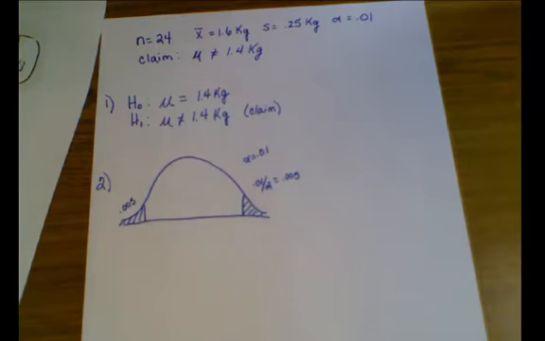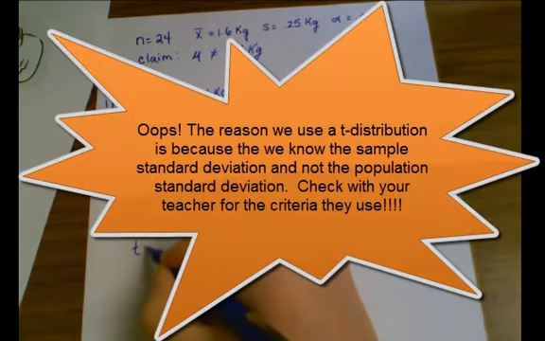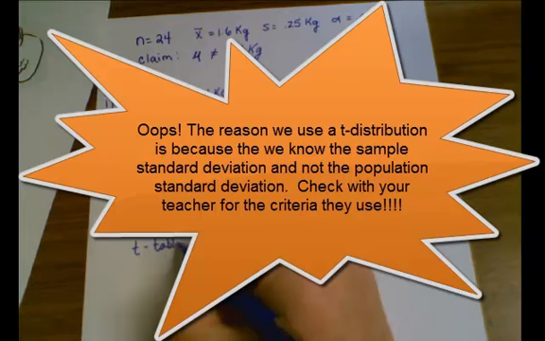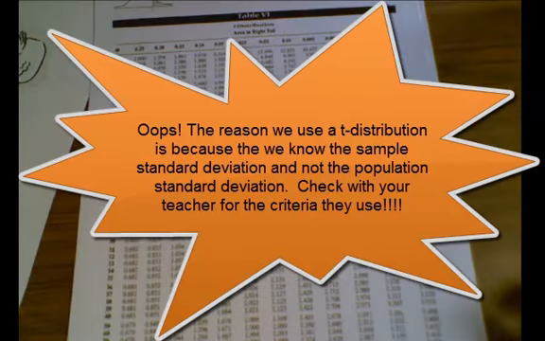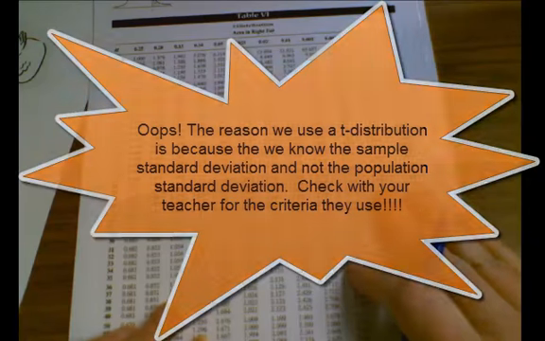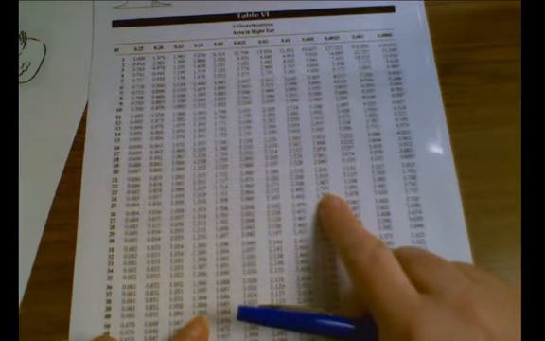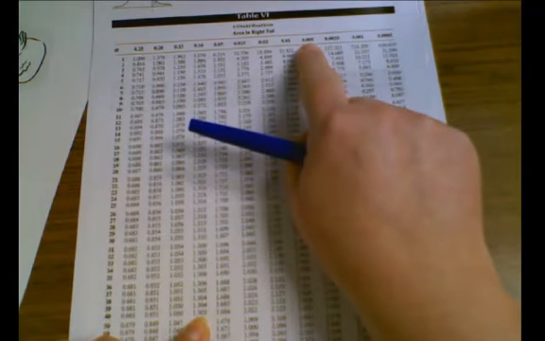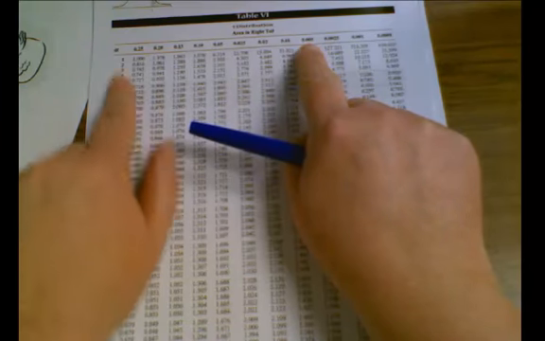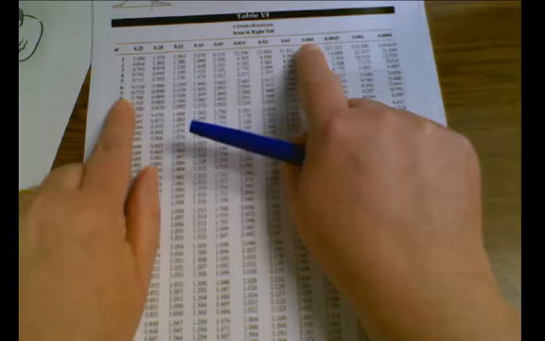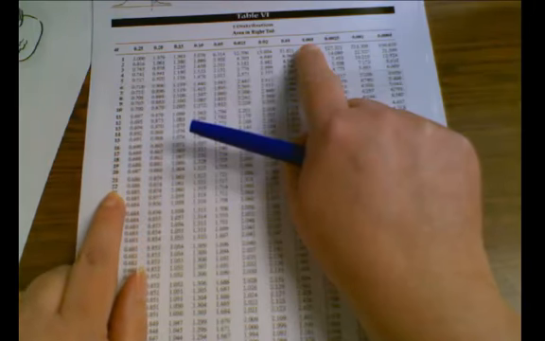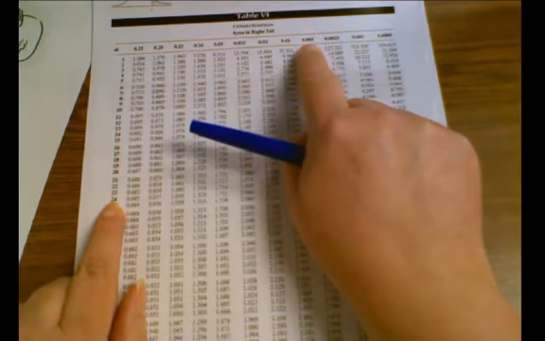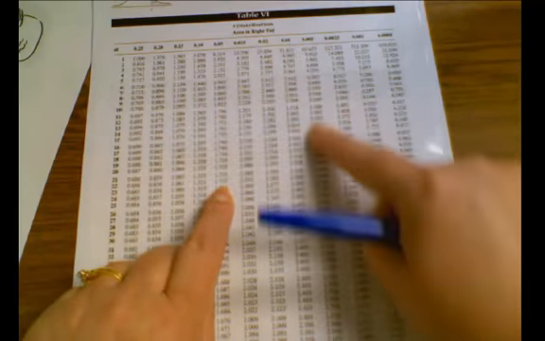Now, the next thing that you want to do is to grab your table. And we need to use the T table. And I'm going to bring down a T table right here. And it's not as clear as I would like it, so you're just going to have to bear with me. But there is the 0.005. And over here is our degrees of freedom. Remember that we do not go down to our sample size of 24, but we go n-1, which is 23, and come across and down.